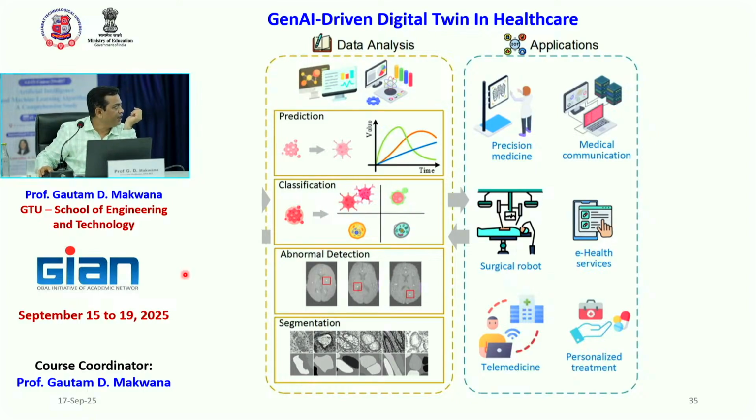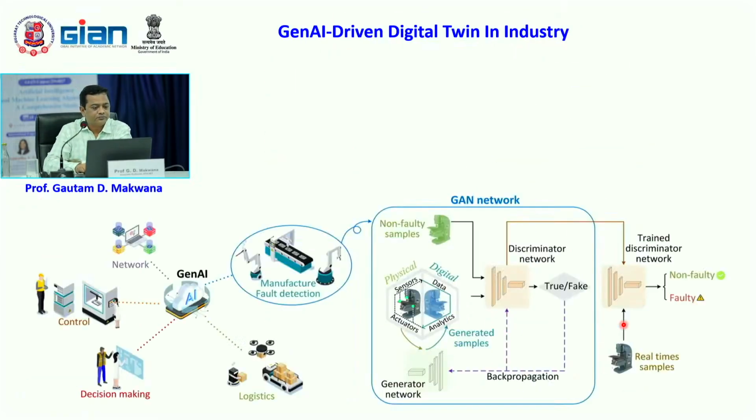Okay, e-health service, telemedicine, and personalized treatment. This is the case about generative AI driven digital twin healthcare. Now, in the same way, this is generative AI driven digital twin in industries also. So here, what happened?